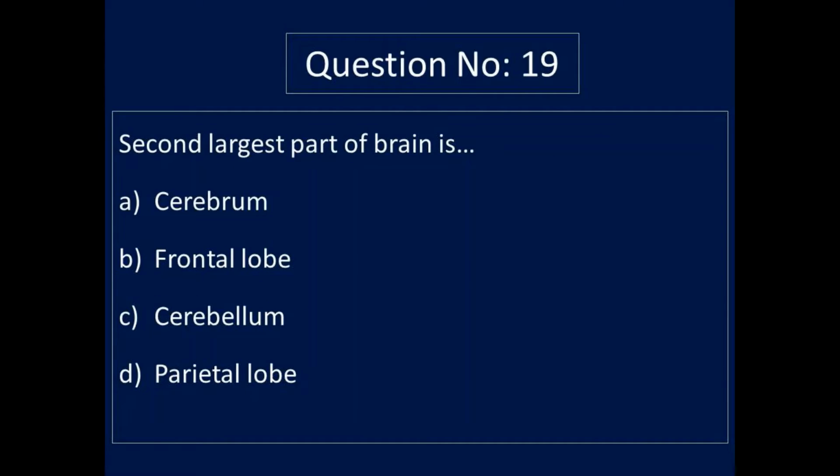Question number 19. Second largest part of the brain is option A cerebrum, option B frontal lobe, option C cerebellum, option D parietal lobe. Right answer is option C cerebellum.